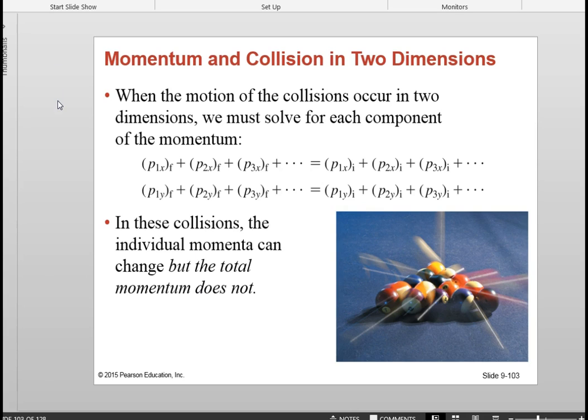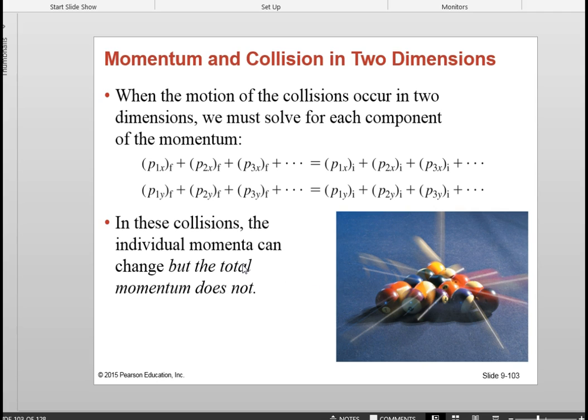Alright students, we're about to solve a problem dealing with momentum and collisions in two dimensions. Rather than just one item colliding with another along the same line, we're going to have these things moving in vectors, similar to what you would have on a billiards table or a pool table, when a pool ball has both an x and a y motion.